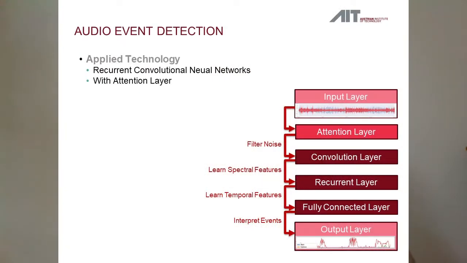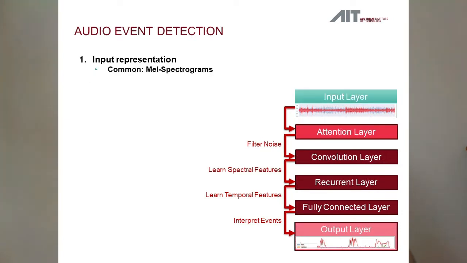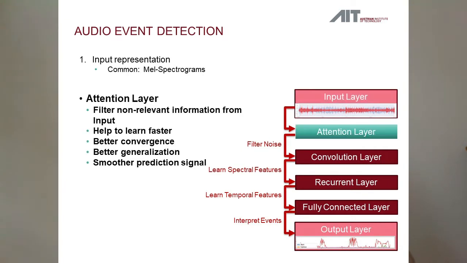For the audio event detection model we are using recurrent convolutional neural networks with attention layer. The input representation consists of log-transformed MEL spectrograms. The attention layer is responsible for filtering non-relevant information from the input. This helps the network to learn faster and to converge better. It also helps for better generalization and at the end for a smoother prediction signal.